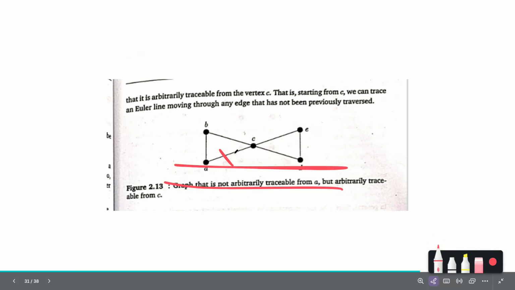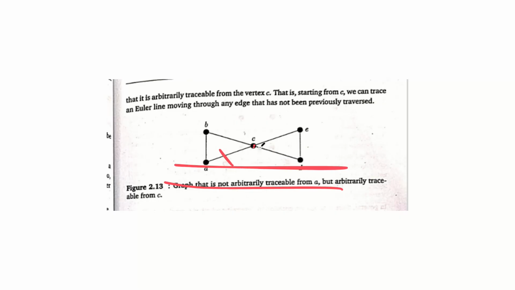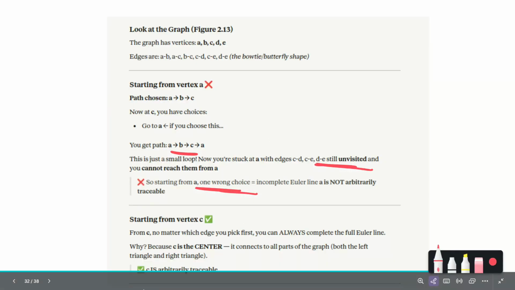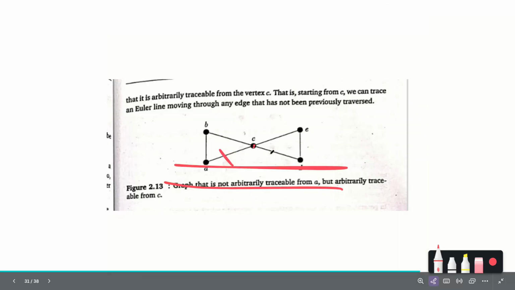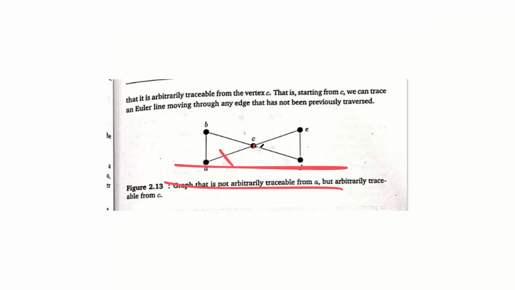So from where can we say this? If you consider C, from C we can say that it is arbitrary traceable. How? If I start from C, any way I can go. If I go C, E, D, and from D I have two ways to go. If I take either way, B or A, it will finally make me cover all the edges, right? So I can say from C it is arbitrary traceable, but from A, if I take a wrong choice, it doesn't cover the other edges.